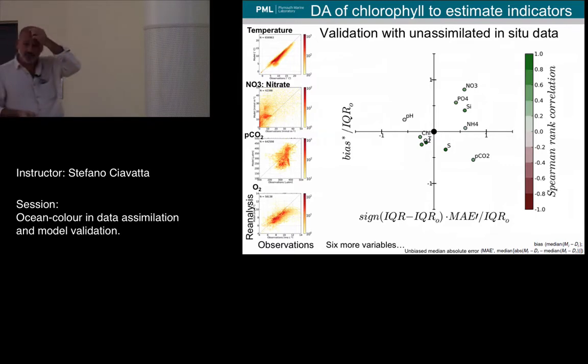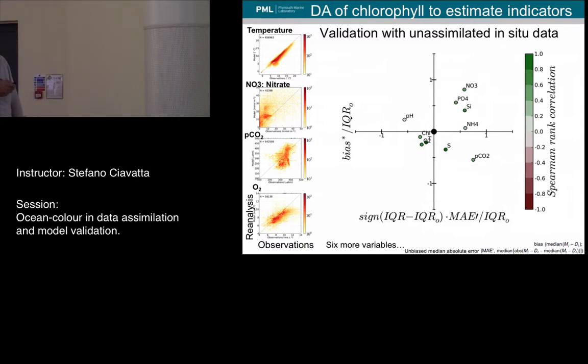The thing is here, what happened to the variables that we have not assimilated? Here we are comparing 14 in situ data sets, for 14 variables, in a target diagram, a robust skill matrix that looks at the percentiles of the distributions. And here we have scatter plots.